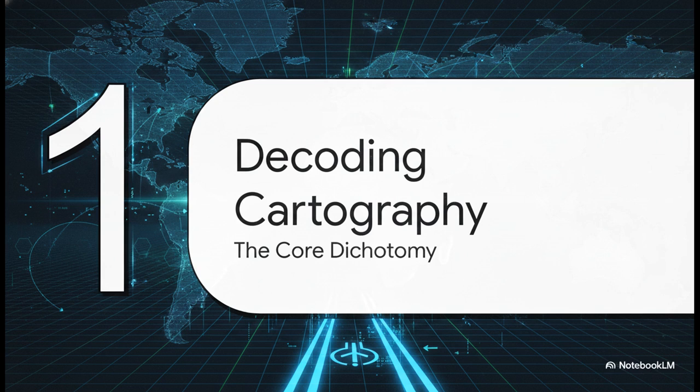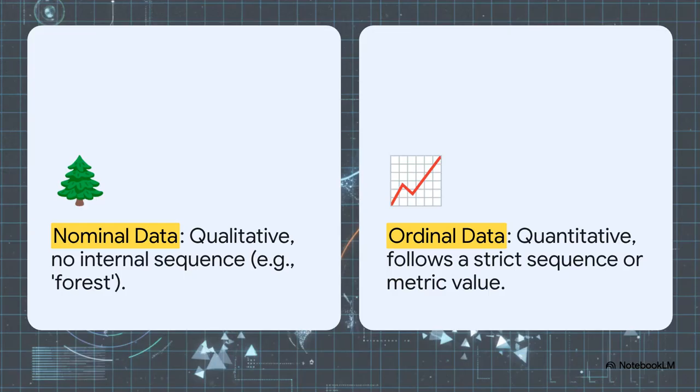Decoding cartographic data, the core dichotomy. You see, every single cartographer, before they render even a single pixel, has to face a fundamental fork in the road when looking at their raw data. And this split, it's basically the foundational protocol for encoding maps. You absolutely have to figure out if your data exists without order or with order before rendering.